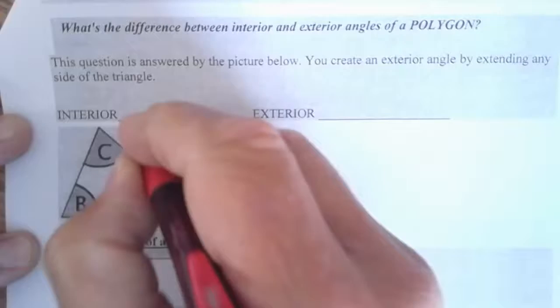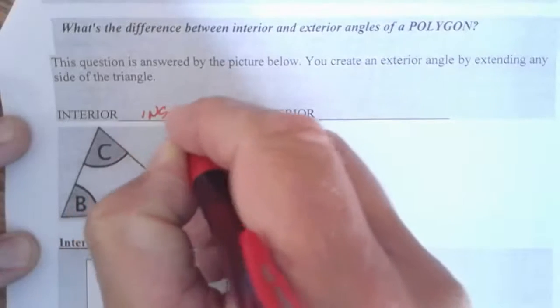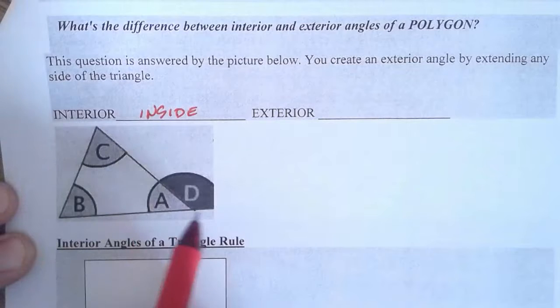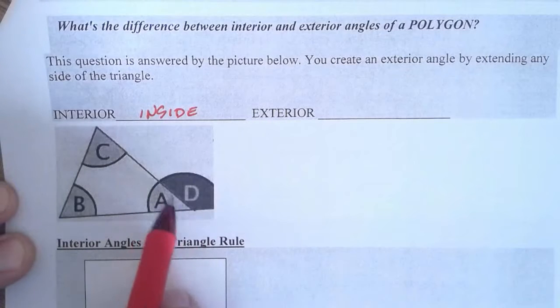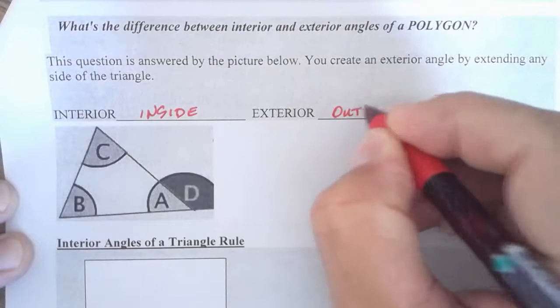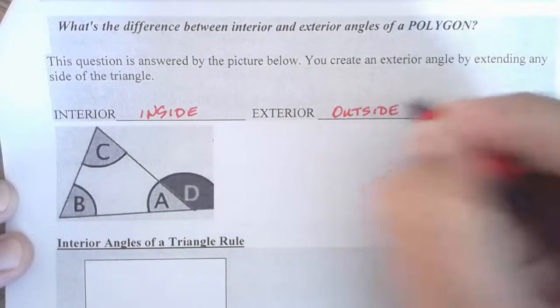of this polygon. So basically, I need you to understand that the word interior means inside, but if you notice, there's an angle that's on the outside of that polygon. That's called an exterior angle. So those are the two terms that we're going to be talking about here in just a couple minutes.